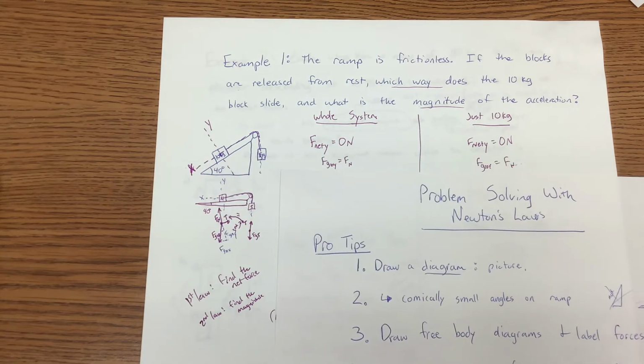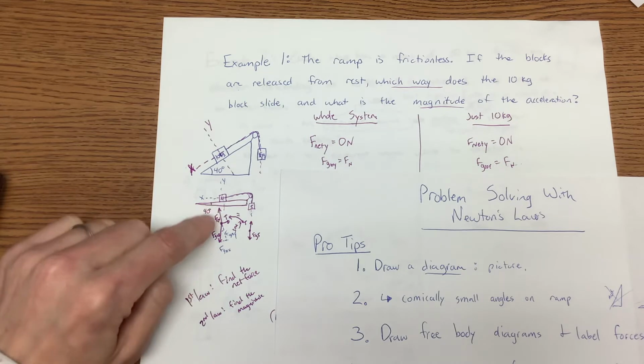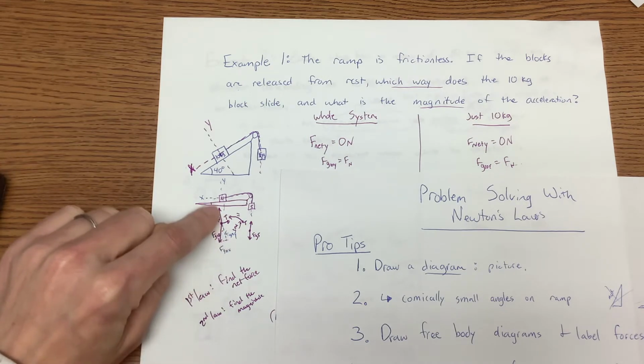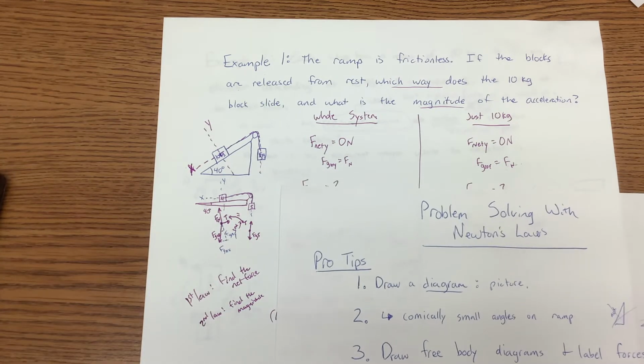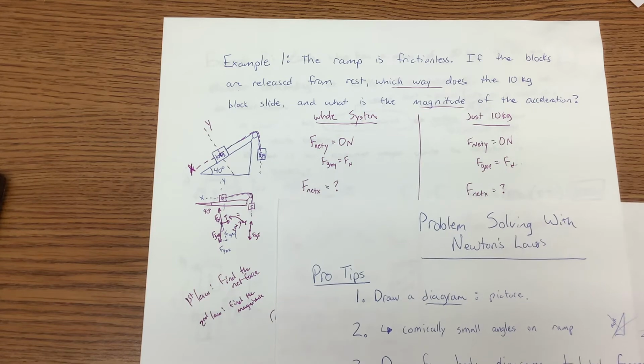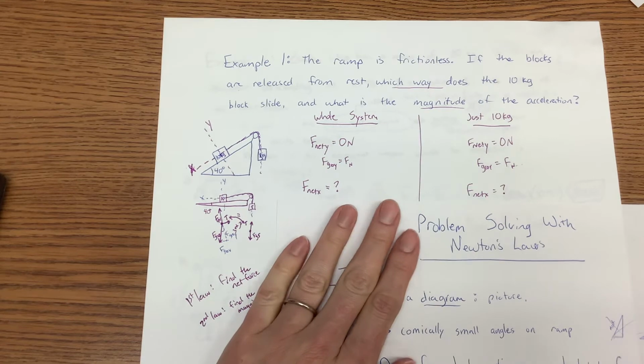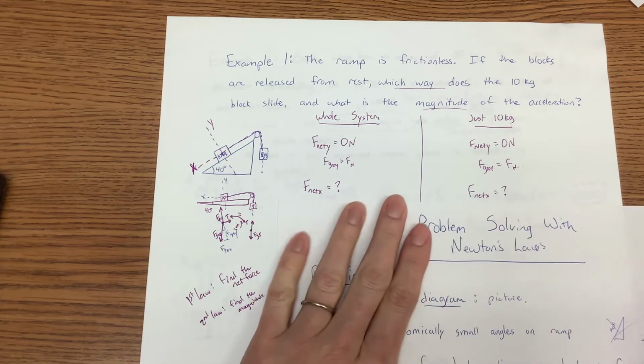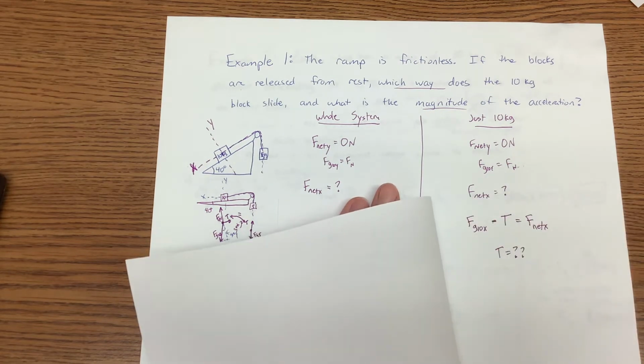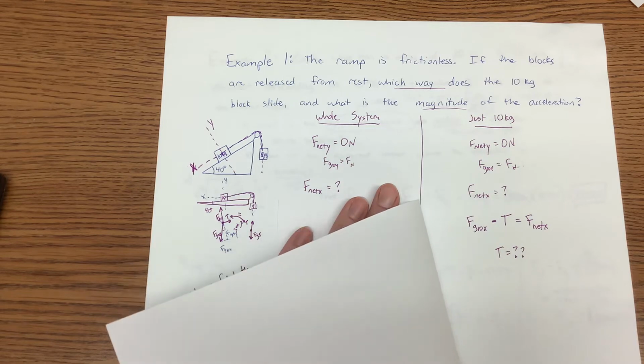And that lets me know that the FG10 in the y direction and the normal force are the same, so I wrote that down. What I really need to know is the F net in the x direction. On this side, FG10 in the x direction minus the tension is going to give me the net force in the x direction, but I don't have a clue what the tension is.